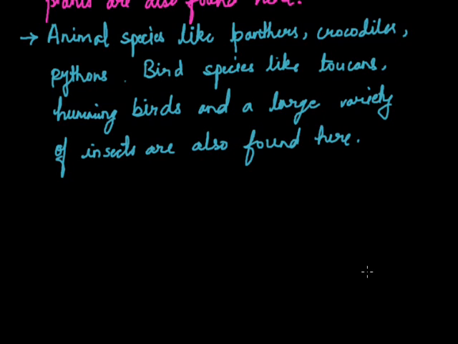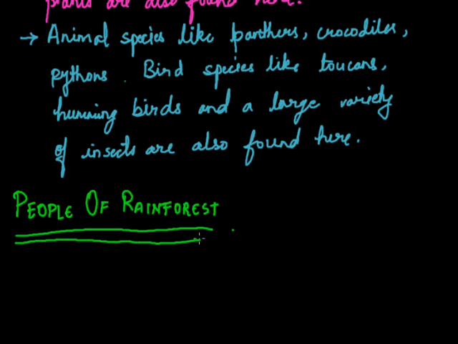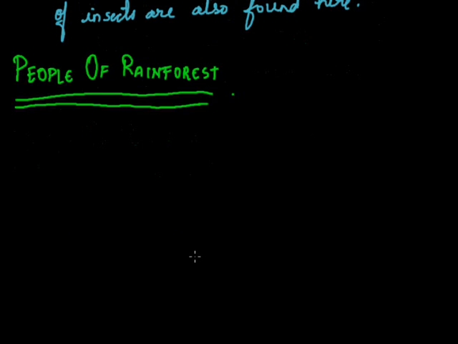And lastly, what kind of human species or people reside in the rainforest? Because the zone is majorly covered with forest, the place is essentially resided by tribal people, tribals who have adapted themselves to live in the difficult conditions of the Amazon basin.